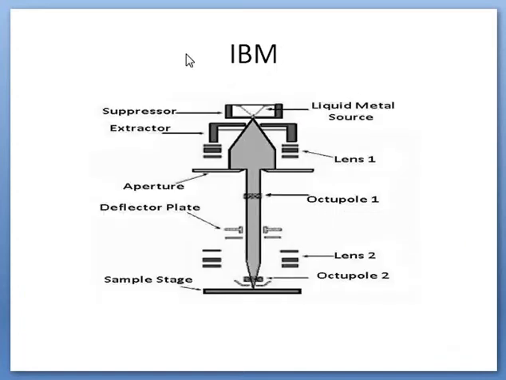Likewise, the next method we may have is ion beam machining, where we use the ions of gases in order to remove the metal. We will see it in detail in the last chapter.